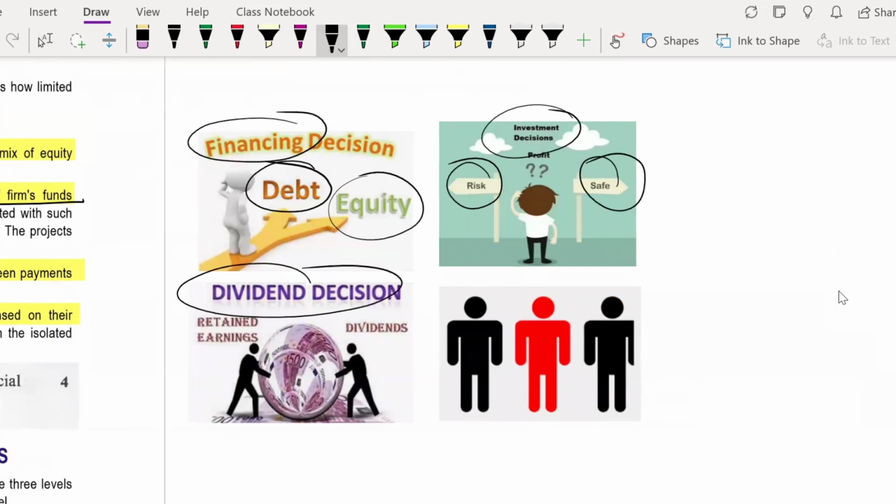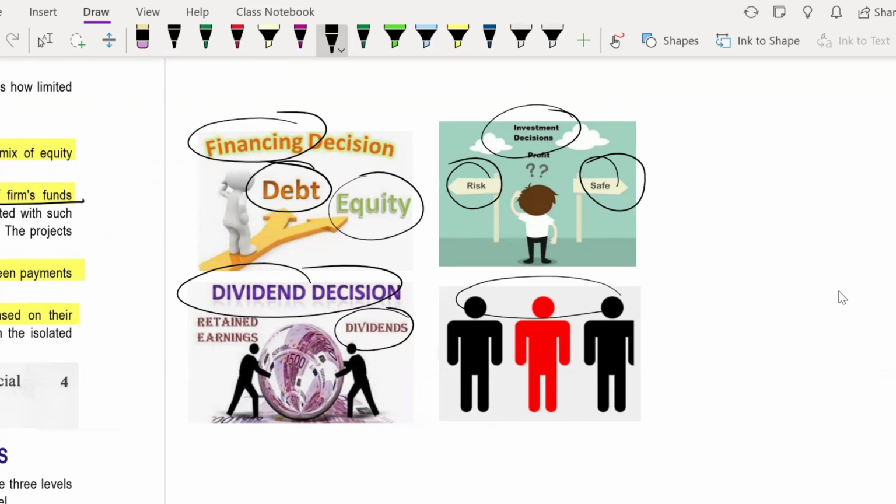The next is dividend decision. In dividend decision, now that you have invested, you will start getting returns from it. That returns that you're going to get, whether you're going to retain in the business for further development and the further growth and expansion of business, or whether some part of it you would want to even give back to the people who have invested in you. That decision you have to take. So dividend decision. And the final decision is portfolio decision.